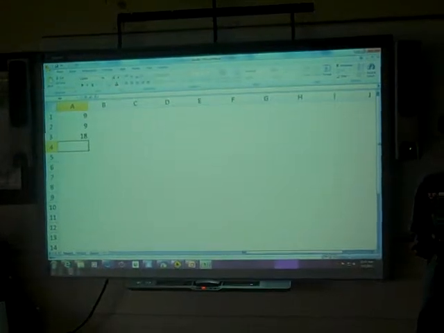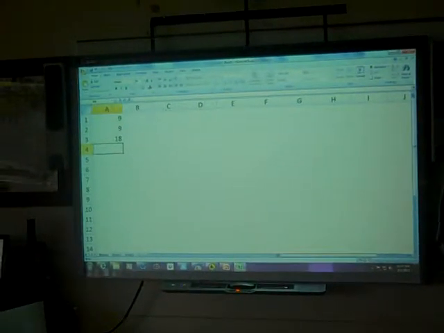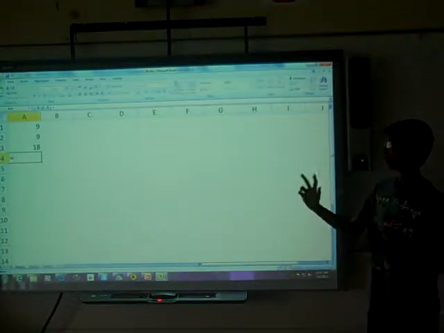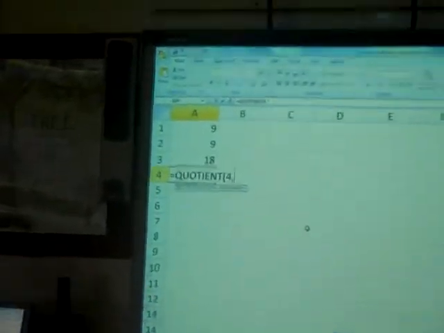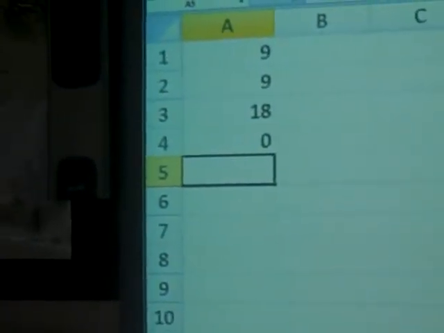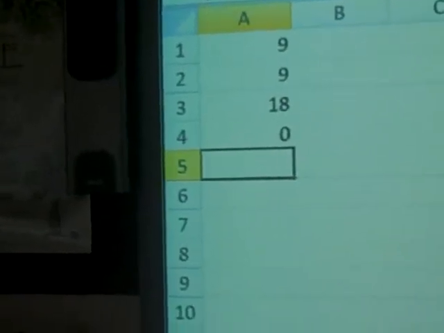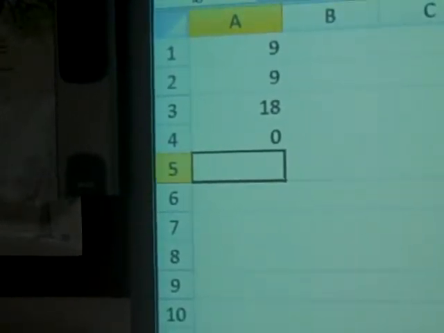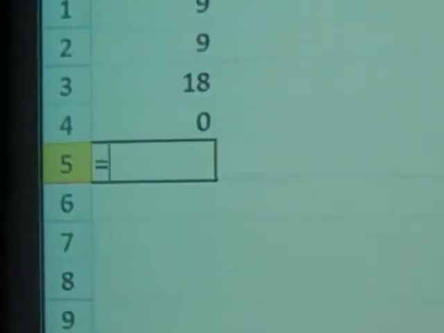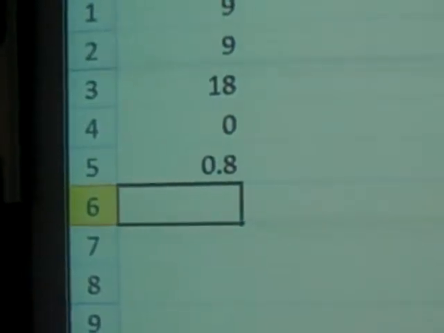Division, lastly, has the quotient function. Nick, do the quotient of 4 and 5 and let's see what we get. You get 0. So 4 divided by 5 is obviously not 0. It returns the integer portion, the whole number. So what you have to do is equals 4/5, and you get 0.8 as your answer, which is a much more accurate result.